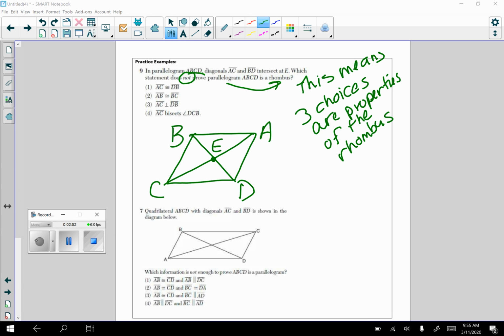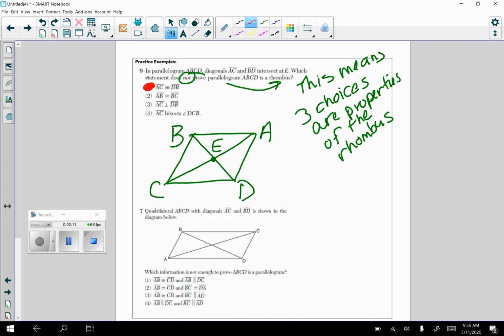Let's look at choice 1. AC is congruent to DB. Is AC congruent to BD? Well, in a rhombus, the diagonals are not congruent. That's not a property, so that's your answer. Let's just look at the other choices.